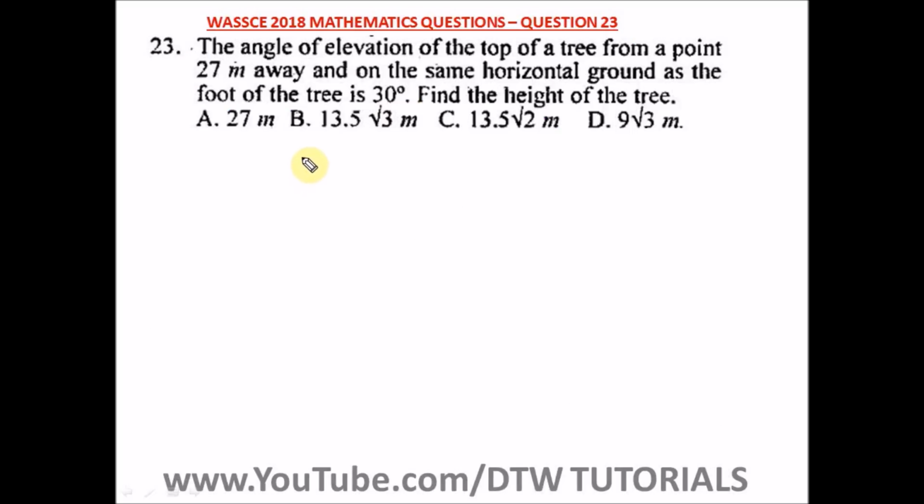Question 23 of the WASSCE 2018 Mathematics Past Question, that's your WAEC exam. It says the angle of elevation of the top of a tree from a point, okay? Angle of elevation of the top of a tree means you're looking up to the top of a tree, from a point 27 meters away. Let's say this is our tree here, and this is 27 meters away.